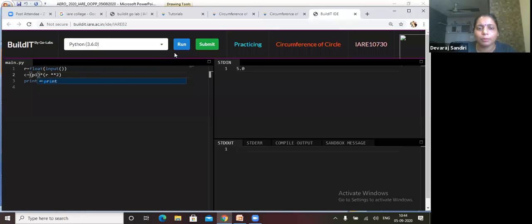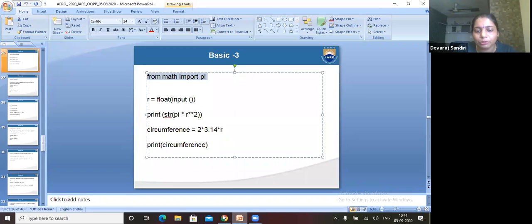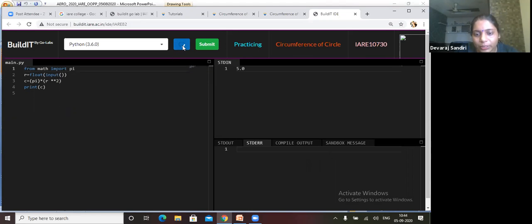If I am writing here py and running here, what is the error it is showing? See, in main.py line 2, this name py is not defined. If I will write here import math from math, import py, what is the problem it is showing?